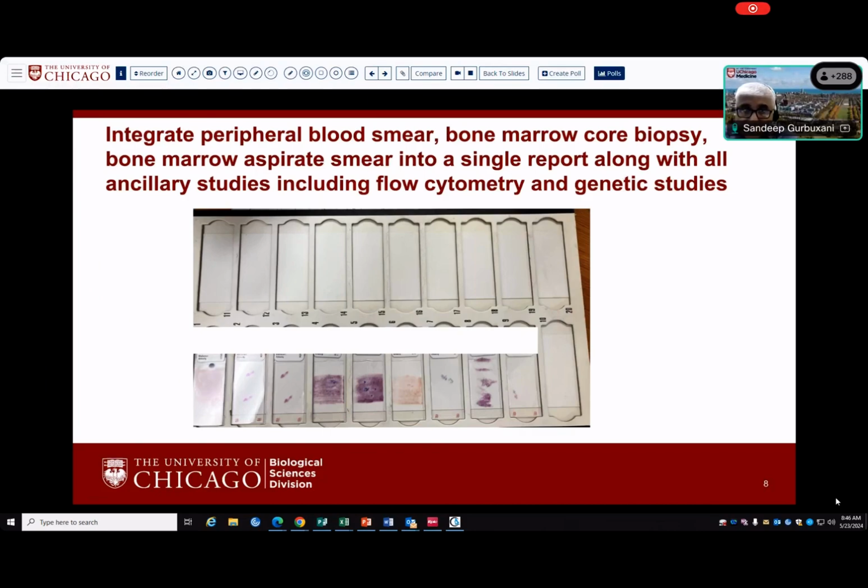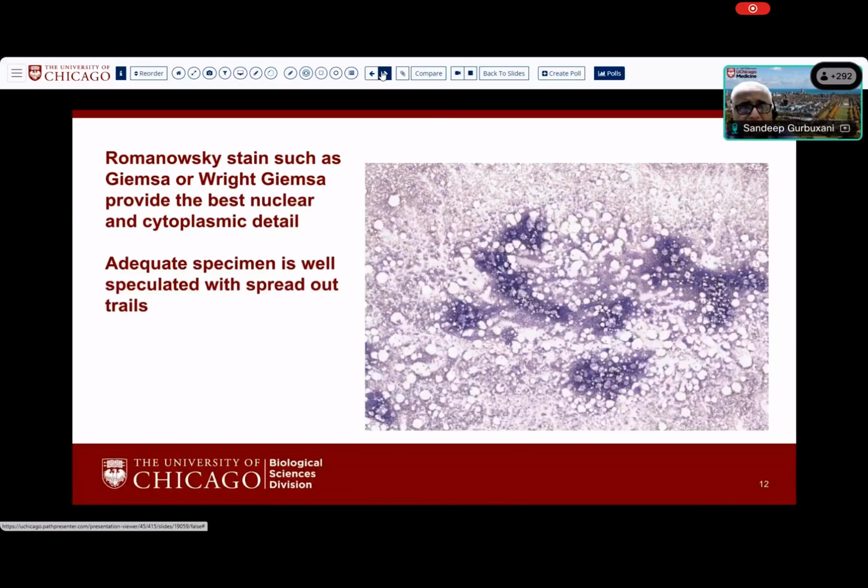But in terms of morphology, this is the tray. This is what a tray would look like for any given case on a day when I'm signing out. I've already mentioned that Romanowski stains such as Giemsa stain provide the best nuclear and cytoplasmic detail and are very helpful in looking at the chromatin pattern, looking at the nuclei, but more importantly, when you're trying to assess dysplasia, looking at the cytoplasmic detail.